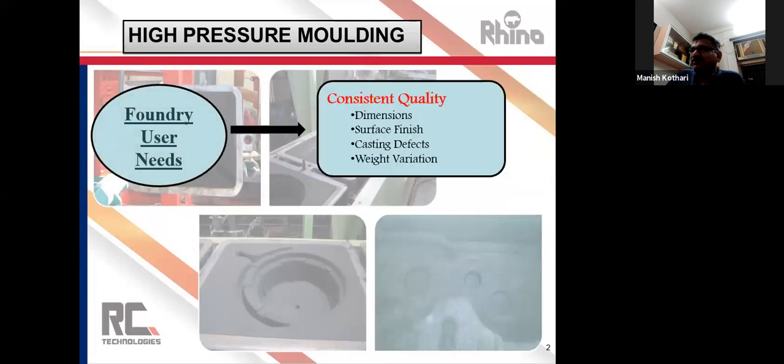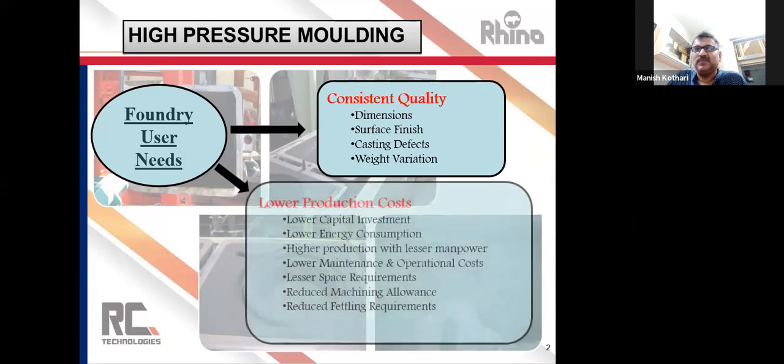So at that time I had identified this key area, because when you are talking of high pressure molding, what is it that you are looking for? What do we need as a foundry person? I'm looking for consistent quality in terms of dimension, surface finish, casting defect, weight variation. These are the 4 areas which I would look at as a foundry person.